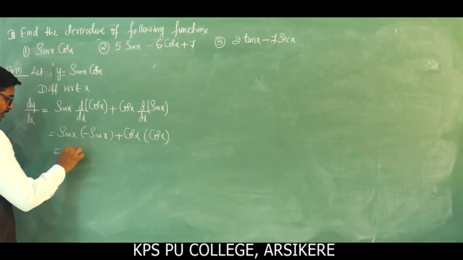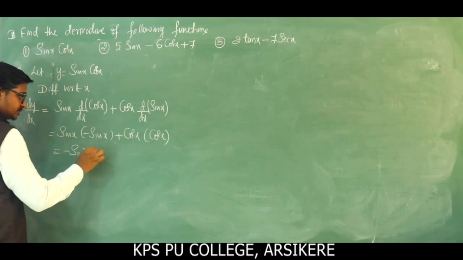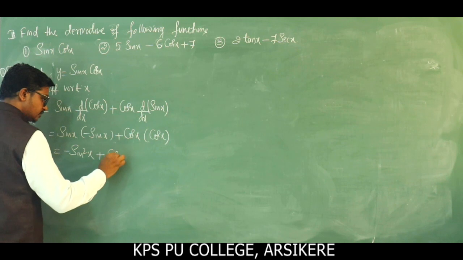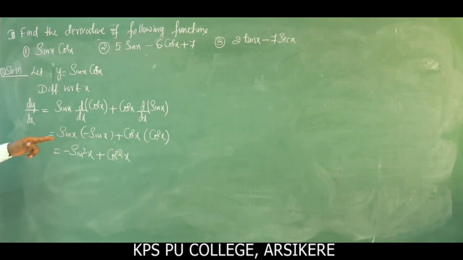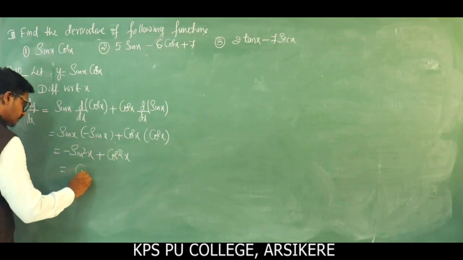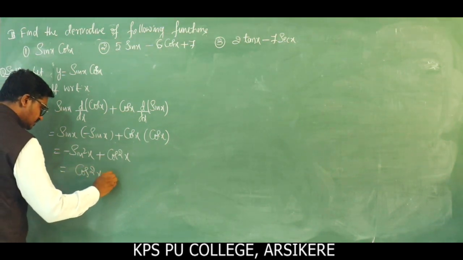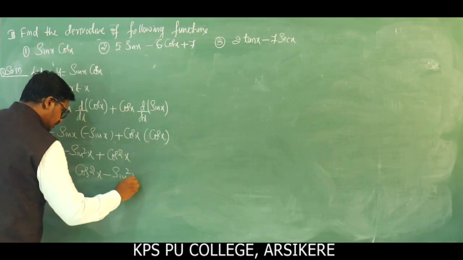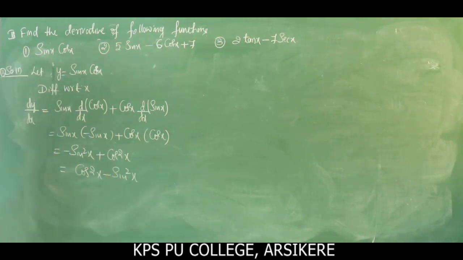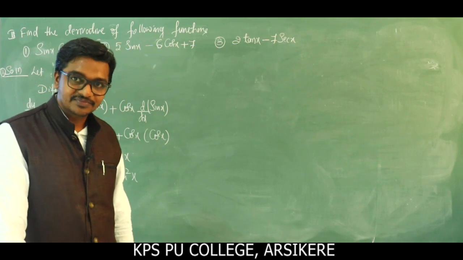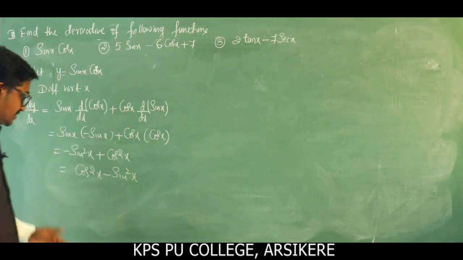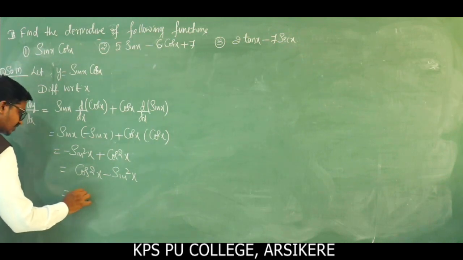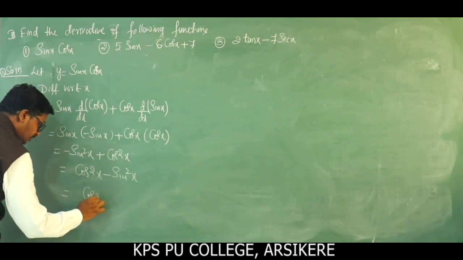This becomes minus sin square of x plus cos square of x, right? Cos into cos x is cos square of x. So therefore this can be written as cos square of x minus sin square of x, right? Remember the formula for cos of 2x. Cos of 2x is cos square of x minus sin square of x. We have the same thing. So therefore this also can be written as cos of 2x.